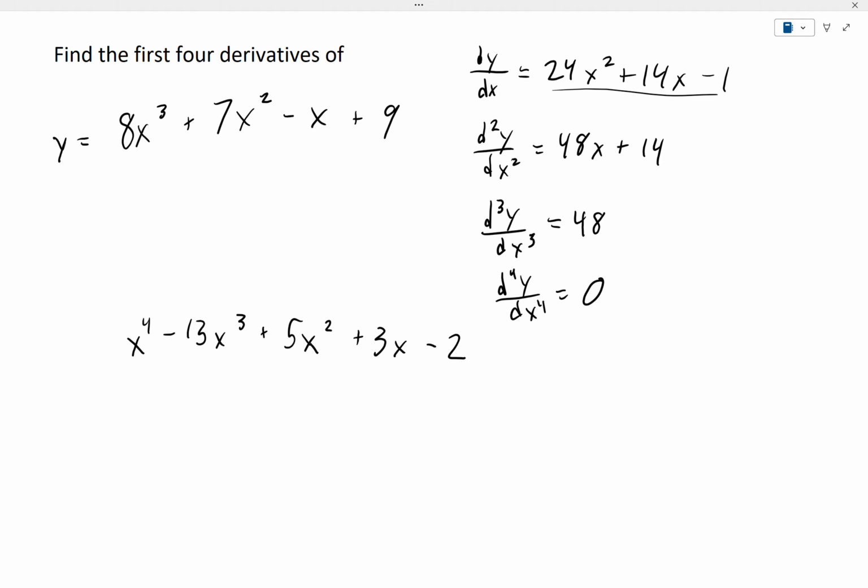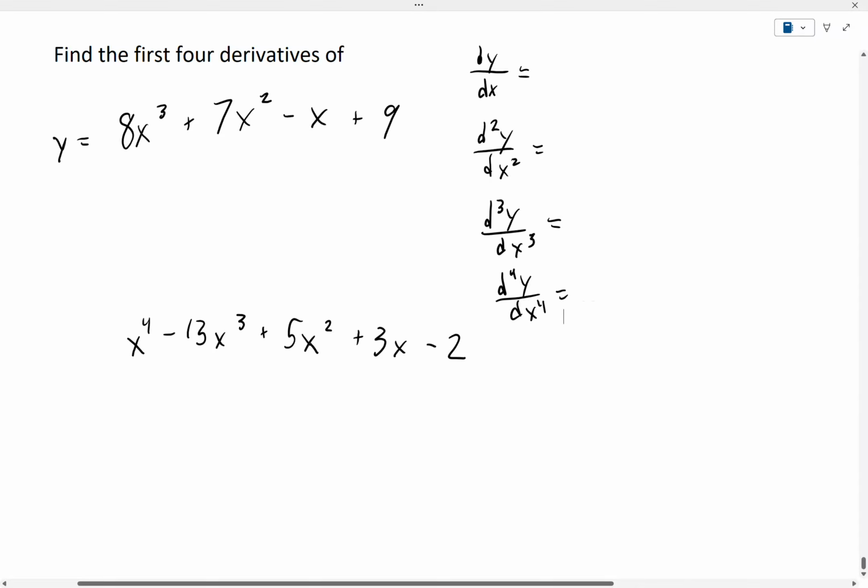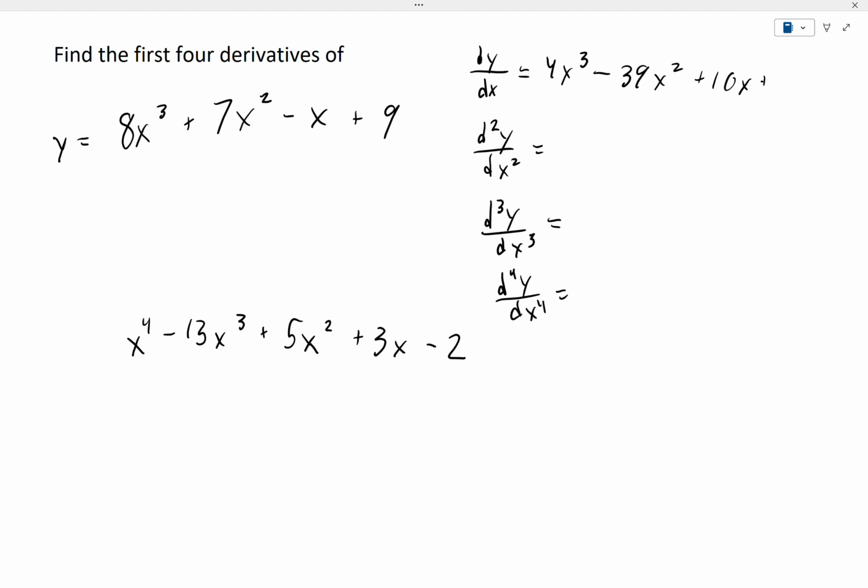Now I'm just going to erase this so that I can use the same four derivative things that I wrote down right here for the second problem. So for this problem down here, once again, we're looking for the first four derivatives. You can start off easy with the first derivative. So what is the first derivative? Well, you just use the power rule a bunch of times. And that's what you get.